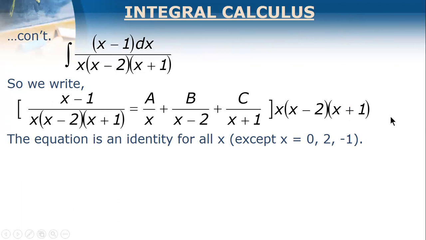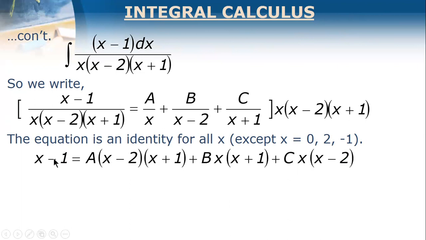Multiply now to the common denominator. And then, this is the result. So x minus 1 all over this times this is simply x minus 1. And then a over x times this, the x cancels. So what remains is x minus 2 and then x plus 1.